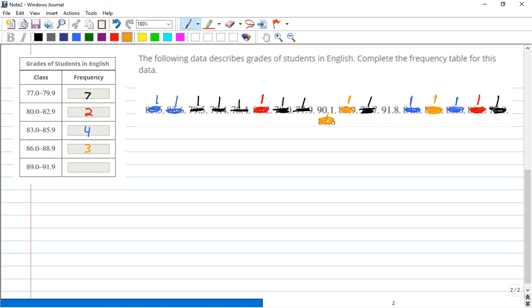And then 89.0 to 91.9. Just double check to make sure they're in those intervals. So that's what I'll want you to do. I'll make sure that table is there for you, and you'll just count up how many are in each one and put them in there.